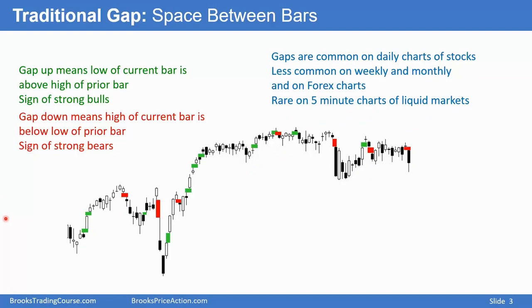On daily charts, gaps are common. These green boxes are gaps up, and then the red boxes are gaps down. They usually do not have much significance. They're less common on weekly charts and extremely uncommon on monthly charts, except very thinly traded markets. And they're also less common on Forex charts, although you sometimes see gaps on the Forex charts as well. On 5-minute charts of very liquid markets, markets that have a lot of volume, gaps are rare.